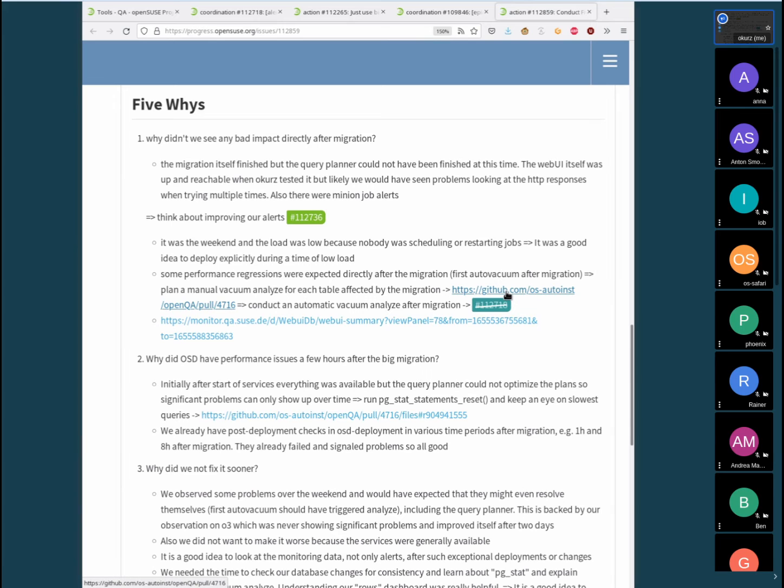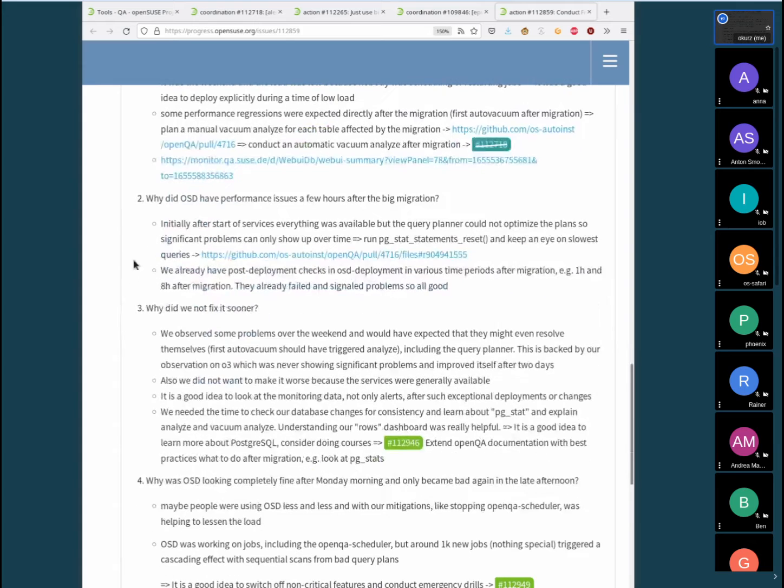So we already have a pull request to improve that, added to our documentation, our contribution documentation. Like, if you're changing the schema, then please consider doing that. And the idea is also to conduct an automatic vacuum analyze after migration. So this was the first why.